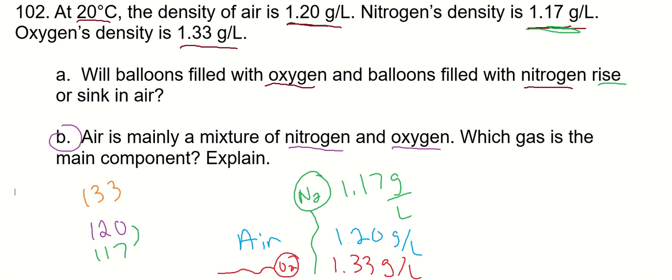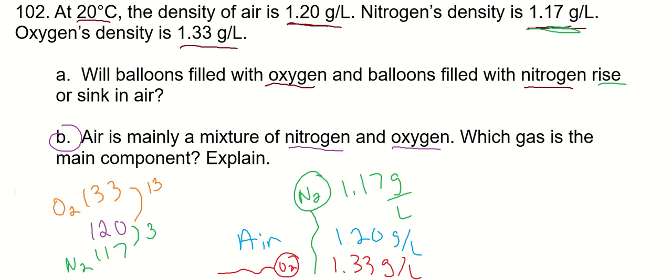So the difference between air, which is a mixture of both N2 and O2, okay, that average, or it's not an average, but it's a weighted average, but the air's density is only 3 away from the density of nitrogen, and 13 away from the density of oxygen. So it's much closer to the density of nitrogen. So therefore you can say air is mostly made up of nitrogen, or at least more than the oxygen.